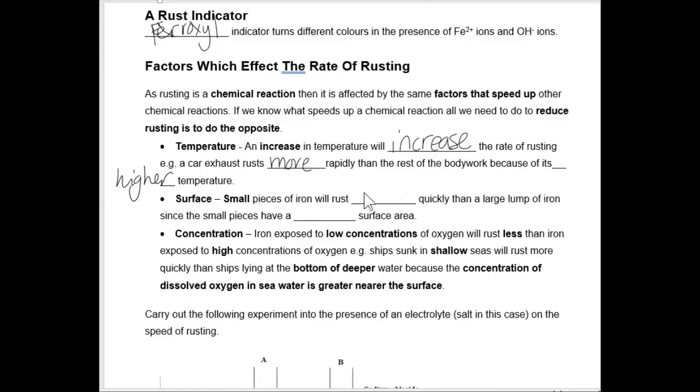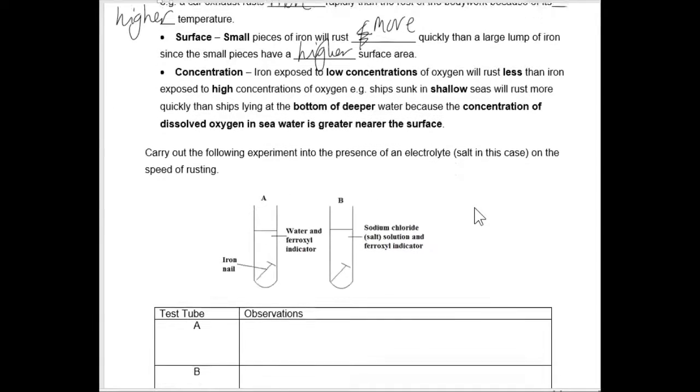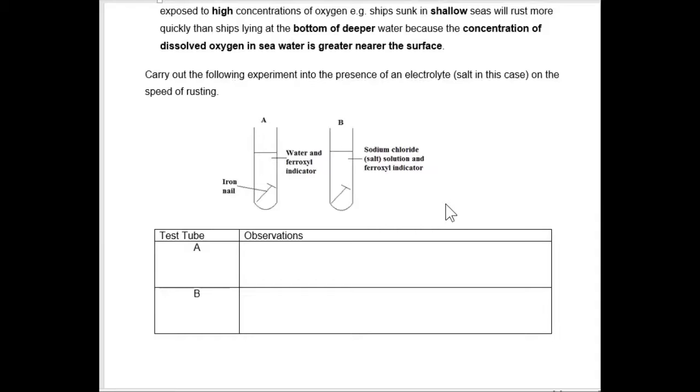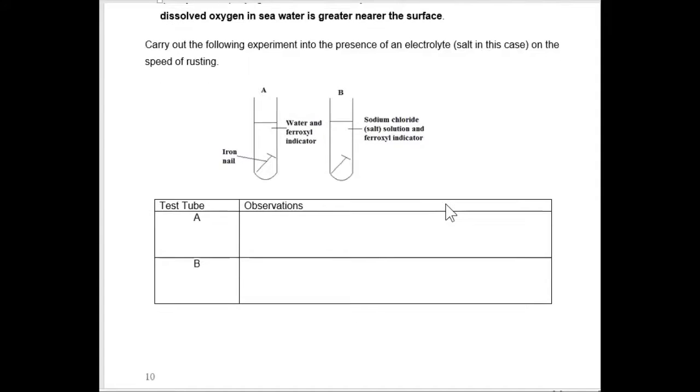Surface: small pieces of iron will rust faster than a large lump of iron, since the small pieces have a higher surface area. Concentration: iron exposed to low concentrations of oxygen will rust less than iron exposed to high concentrations of oxygen. For example, ships sunk in shallow seas will rust more quickly than ships lying at the bottom of deeper water, because the concentration of dissolved oxygen in seawater is greater near the surface.